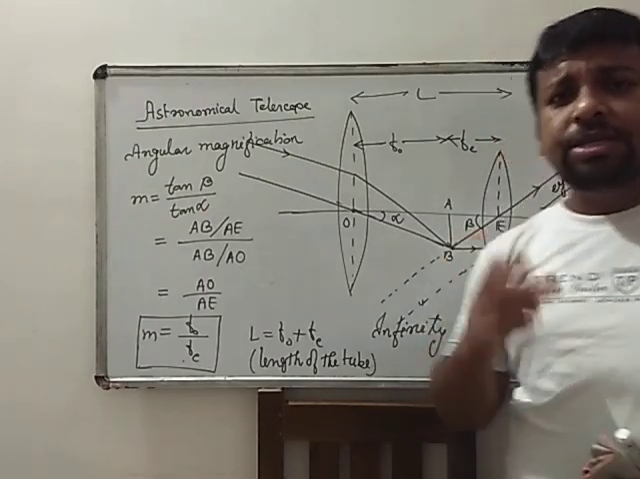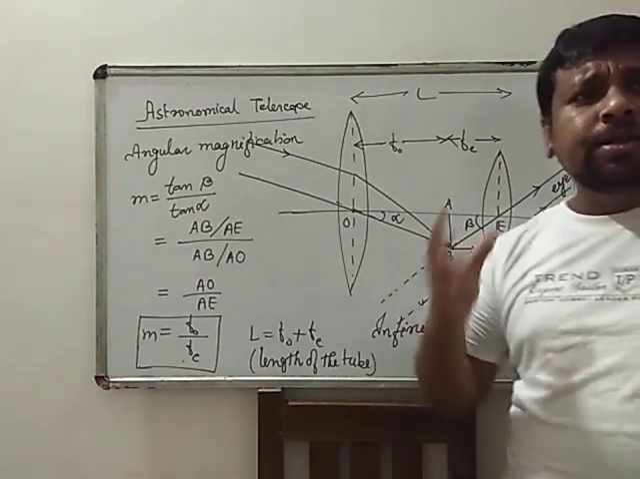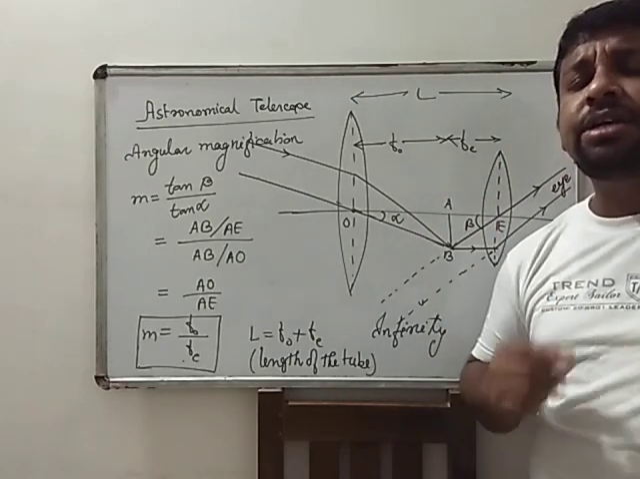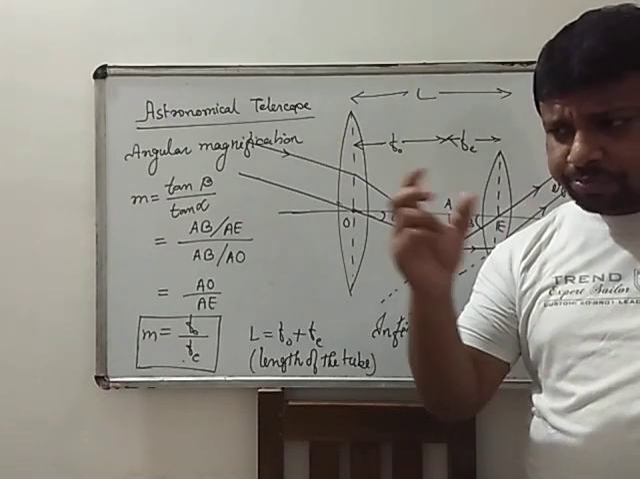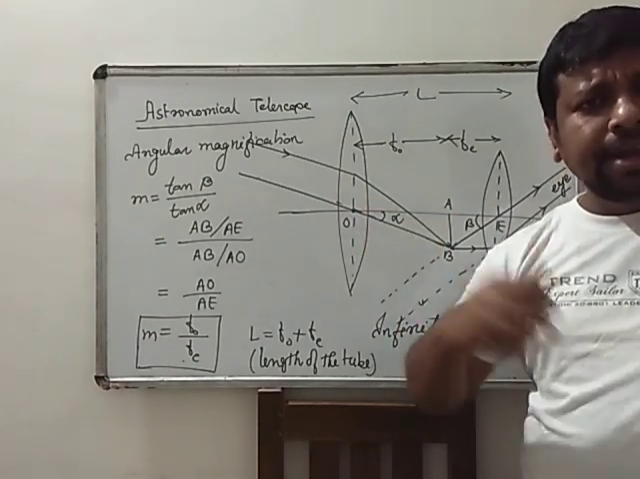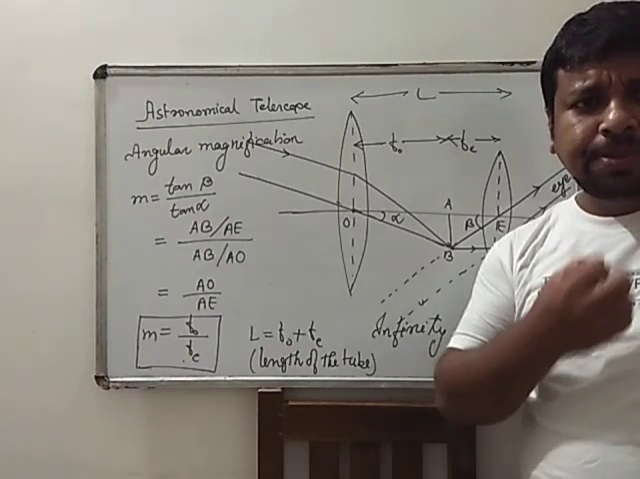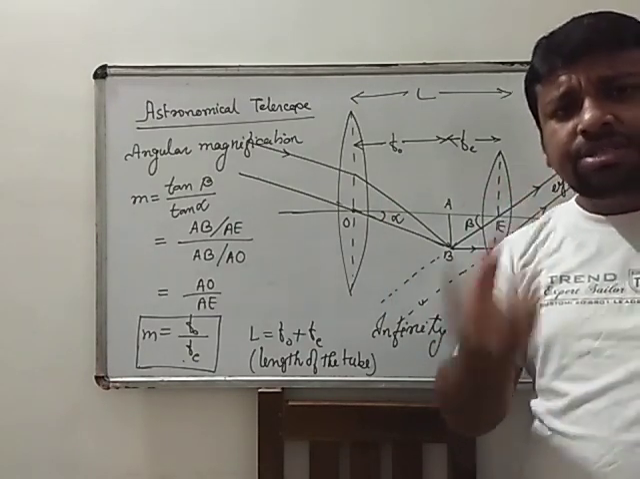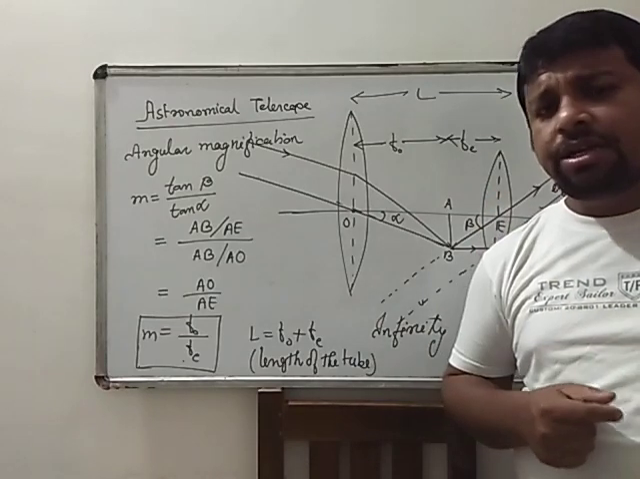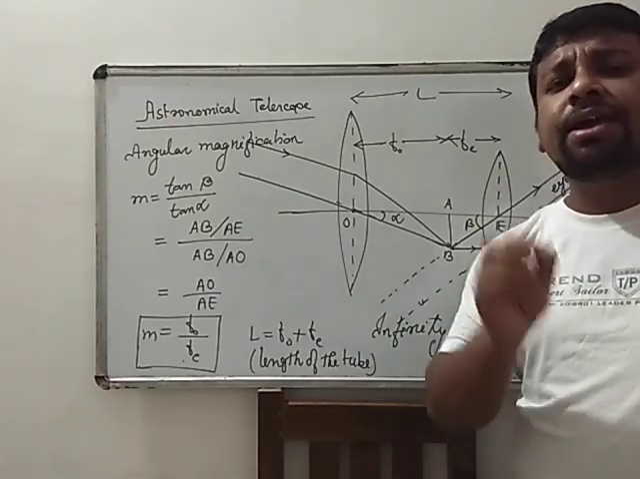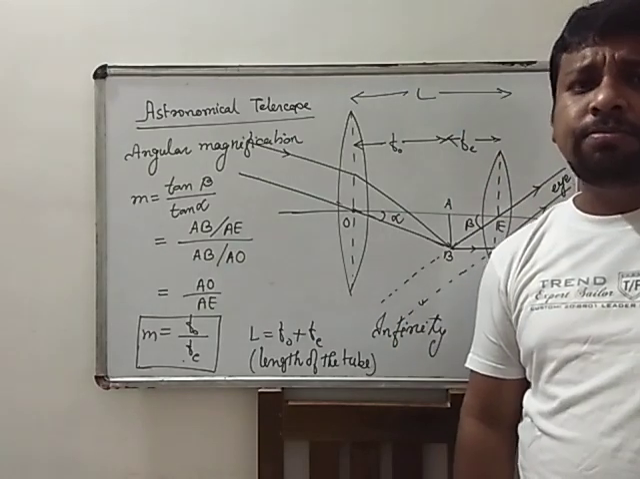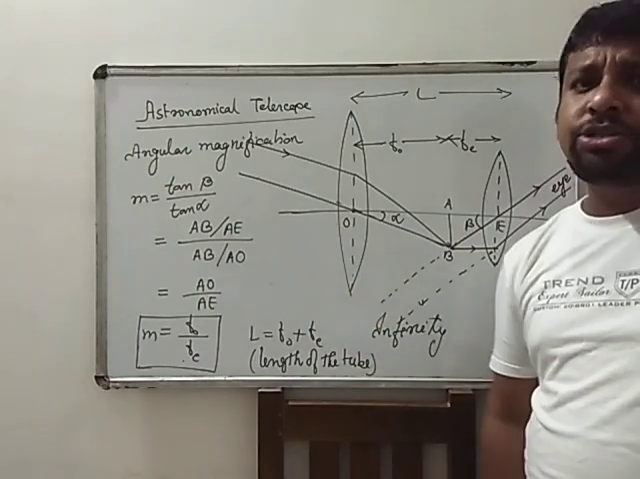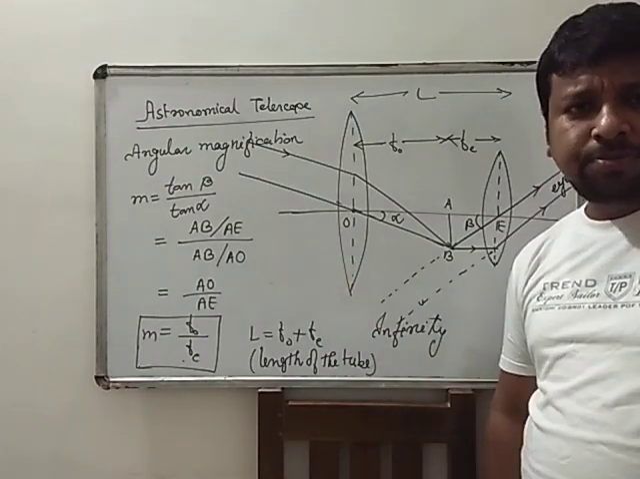In terrestrial telescope, what happens? We know in terrestrial telescope, three lenses are used. So here a virtual and erect image is produced. In astronomical telescope, 2 lenses are used, but in terrestrial telescope, 3 lenses are used, for which a virtual and erect image is formed. But in the astronomical telescope, a virtual and inverted image is formed.